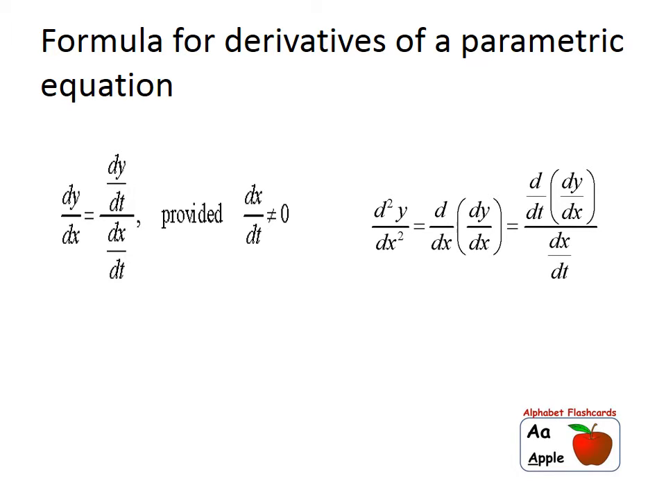The formula for the derivative of a parametric curve is dy/dx. To find that, we have to find the derivative of the y component with respect to t, divided by the derivative of the x component with respect to t, provided dx/dt is not equal to 0.